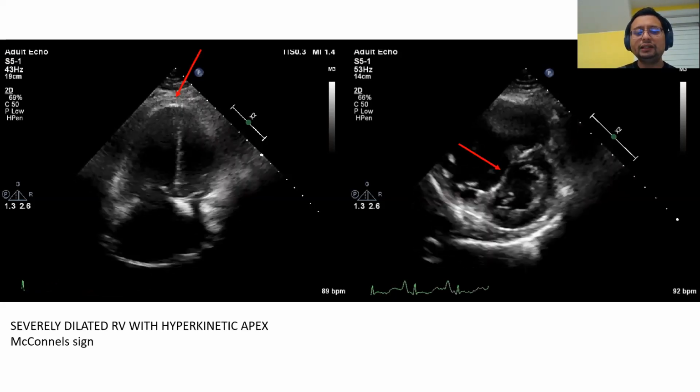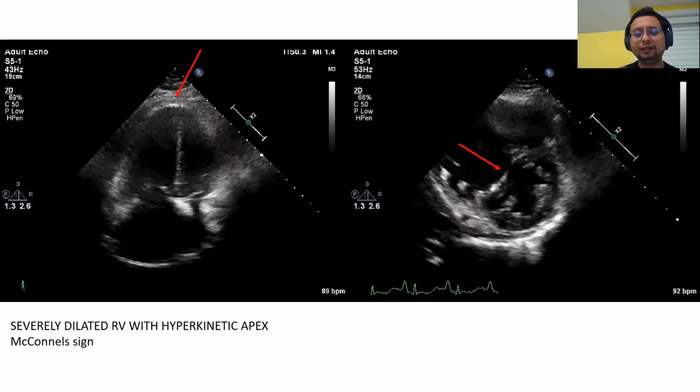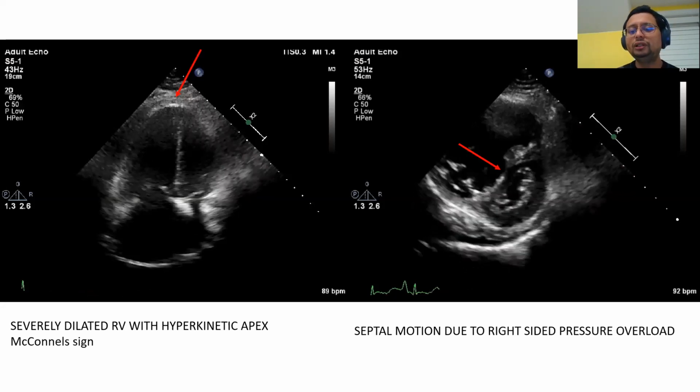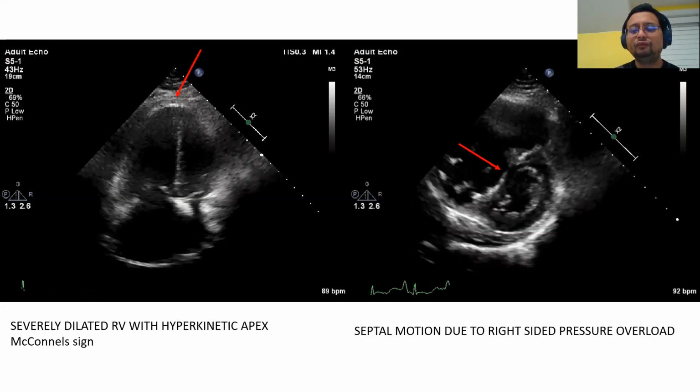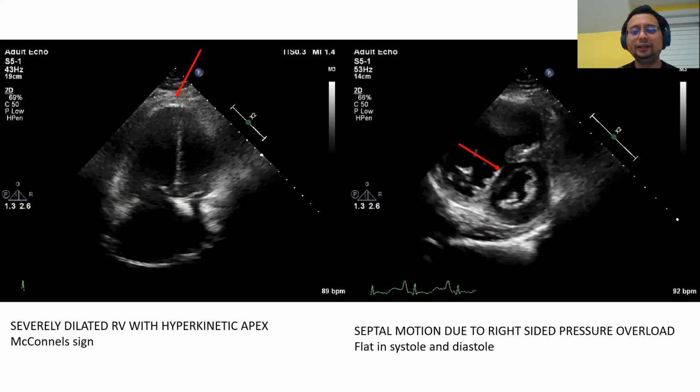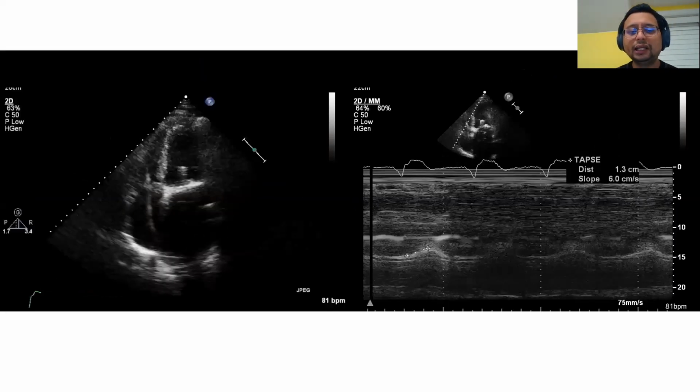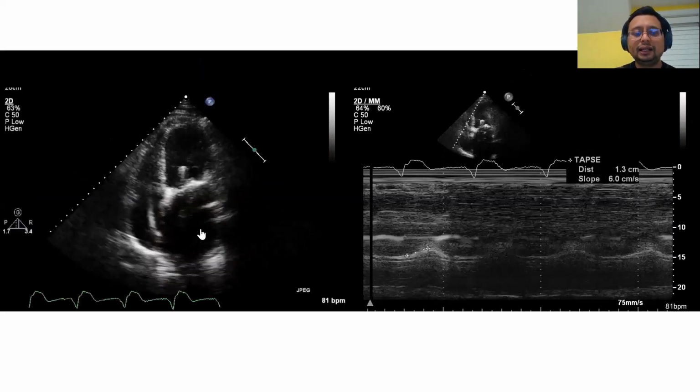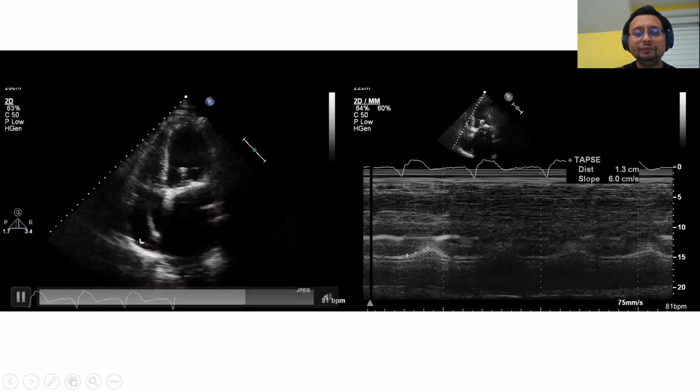So severely dilated RV with hyperkinetic apex with mecanal signs, and also septal motion due to right-sided pressure overload. Flat in systole and also flat in diastole. All right. Now, what about this echocardiogram here? Look at this. This is the left atrium, left ventricle, right atrium, and right ventricle.